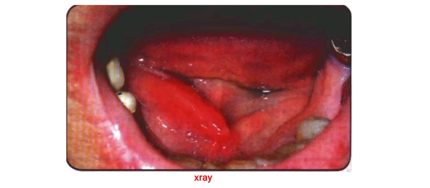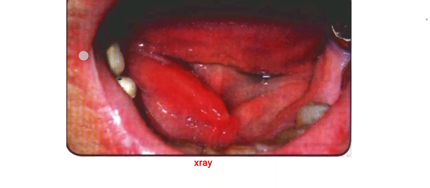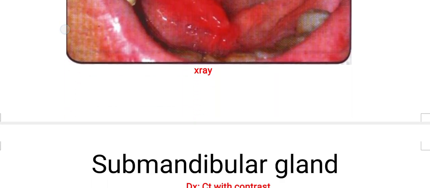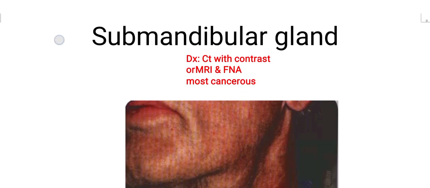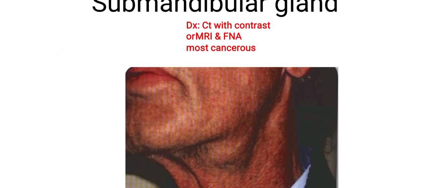This question is very important. I have seen in past papers that they ask about the diagnostic investigation for stones in the salivary gland. This is a picture of the submandibular gland, swelling in the submandibular gland, you can see.